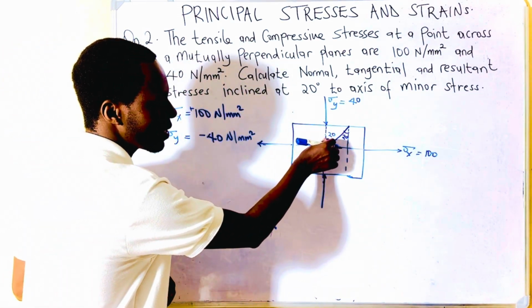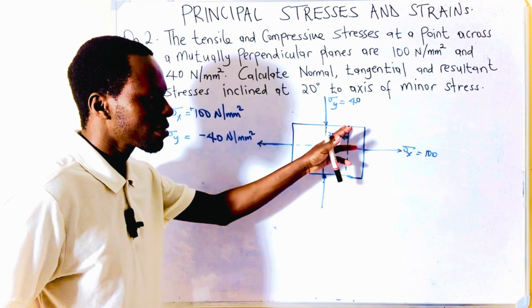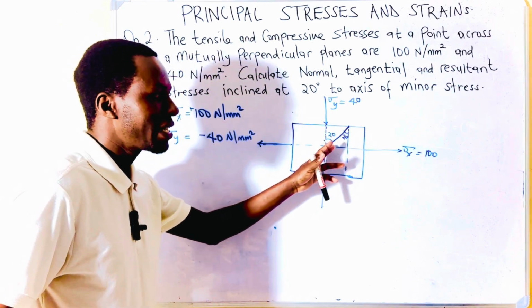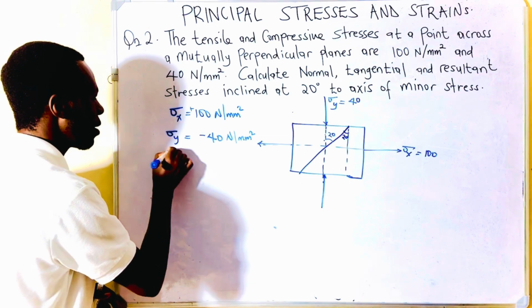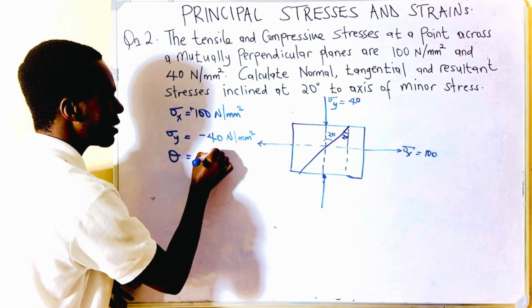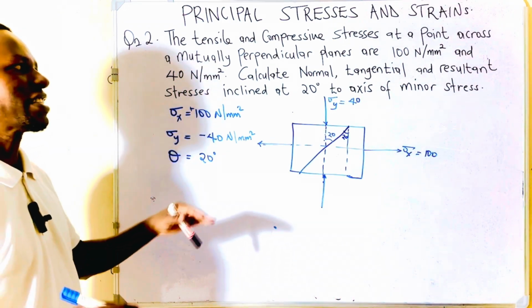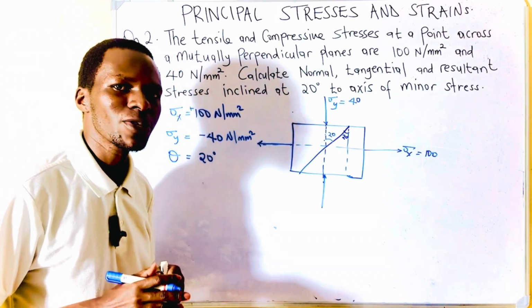I hope you have understood. I have extracted this to be the alternate angle to this. They have not given the angle to the major stress, the major axis. No, it is to the minor one that is given. So our theta is given to be 20 degrees. Now the first question says we find the normal stress.